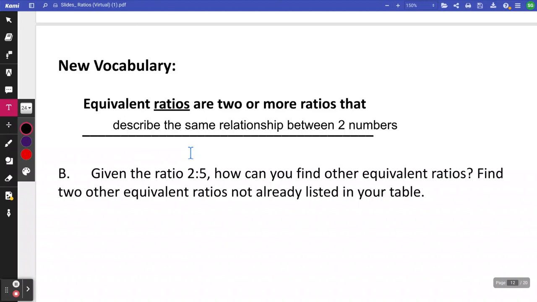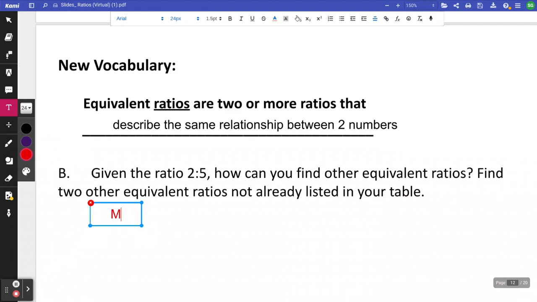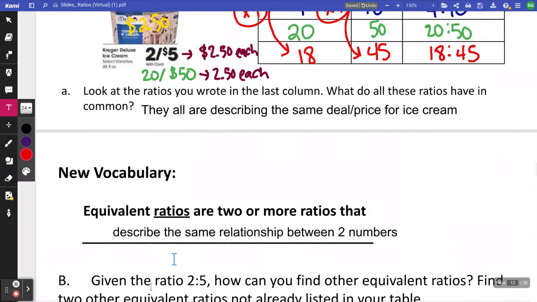So in general, if I give you a ratio like 2 to 5, how can you find other equivalent ratios? Maybe I give you this ratio and it's not about tubs of ice cream and price anymore. Maybe it's just me giving you a ratio and asking you, find an equivalent ratio. What math could you do to find more equivalent ratios? The key here is going to be multiplication. I'll go back up to our table.